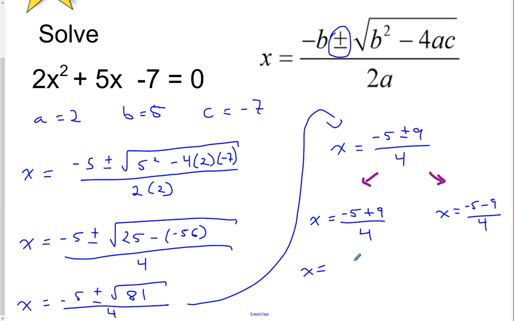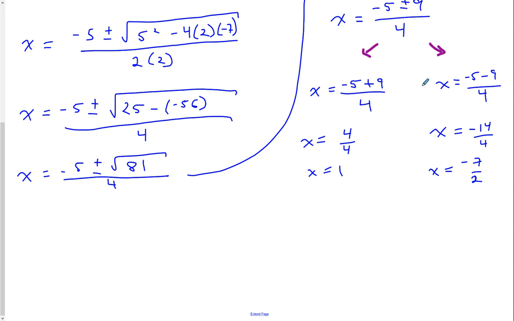And if we get two answers, then that means we've got two different solutions to our quadratic function, which we'll often have. So -5 plus 9 is 4, so that's going to be 4 over 4, so that's going to be 1. And -5 minus another 9, that's -14 over 4. We could simplify that to be 7 over 2. -7/2. Okay, so those are our two solutions to our equation. So we'll say x is 1 or -7/2.